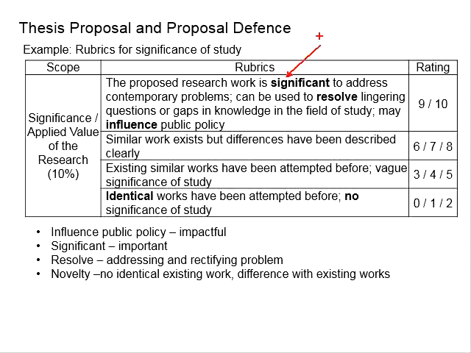The proposed research work is significant to address a contemporary problem, can be used to resolve lingering questions or gaps in knowledge in the field of study, and may influence public policy. In this case, we can see that there are definitions in terms of the significance of study. Your proposed work is significant, and it is actually addressing contemporary problems. That means this problem is current and relevant. It is faced by certain parties or certain societies, and the problems are valid.